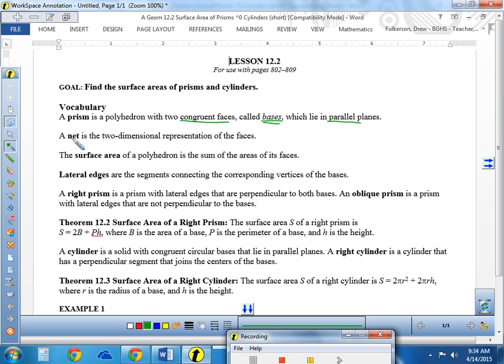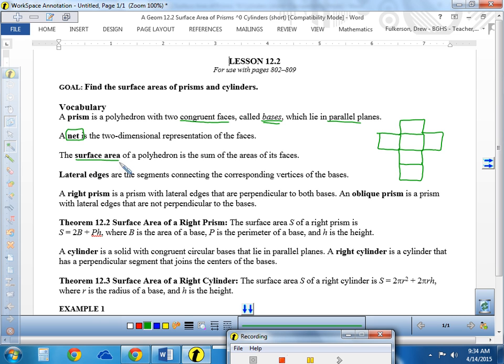Sometimes we'll see a net drawn. So this will be something like this. A net is basically what an unfolded shape would look like. This is an example of a net for a rectangular prism. If I fold all those sides back up, they will make a rectangular prism. What we're going to talk about today is finding the surface area of the shape.